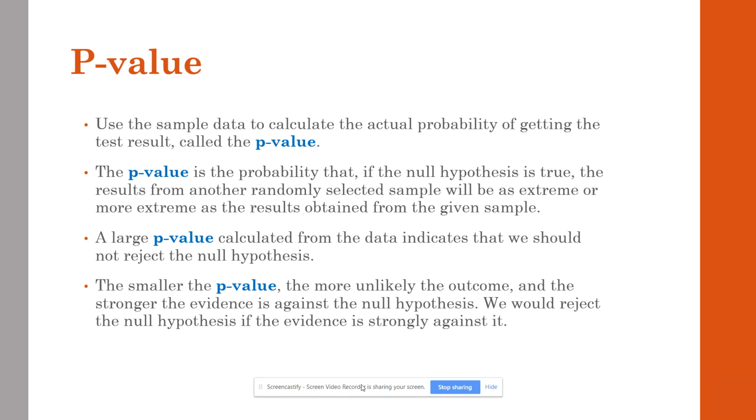So basically what we're saying is if the null is true, the results from this sample will be the same as the sample we just tested. A large p-value calculated from the data indicates we should not reject the null hypothesis. The smaller the p-value, the more unlikely the outcome and the stronger the evidence is against the null hypothesis. We would reject the null hypothesis if the evidence is strongly against it. So what's going on? As this p gets smaller and smaller, we're going to reject that null and say something is going on.